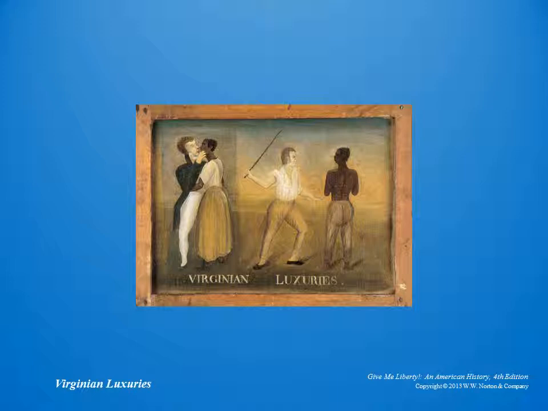This is Virginian Luxuries. It was originally painted on the back panel of a formal portrait. It shows the two luxuries of a British slave owner: the power to sexually abuse slave women and also the power to whip their slaves and physically punish them.